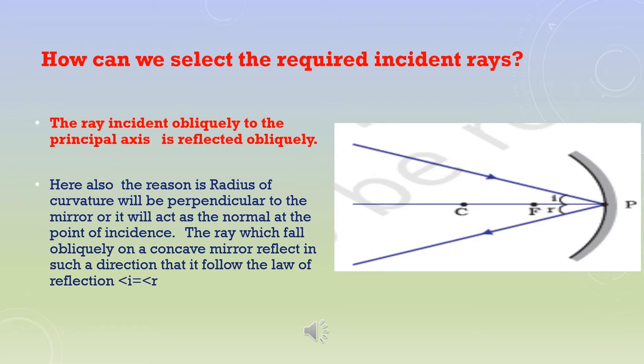You may get a question: why, if the ray is incident obliquely, will the reflected ray also be oblique to the principal axis? Give reason. You can write the answer as: the radius of curvature will be perpendicular to the mirror, or it will act as a normal. The radius of curvature itself will be acting as a normal at that point of incidence. And the ray which falls obliquely on a concave mirror reflects in such a direction that it follows the law of reflection, i is equal to r. So to make sure that it follows the law of reflection, it reflects in such a direction.